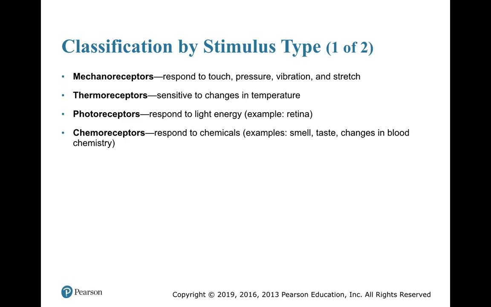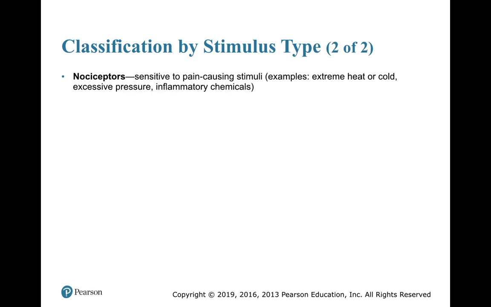Chemicals dissolved in fluids are going to be able to give us our sense of taste, smell, but they're also used internally to keep track of blood chemistry. There are also nociceptors, which are sensitive to pain-causing stimuli. Extremes of heat or cold, excessive pressure, inflammatory chemicals trigger these nociceptors. And they are very important because they tell us to stop doing whatever it is that's stimulating them.